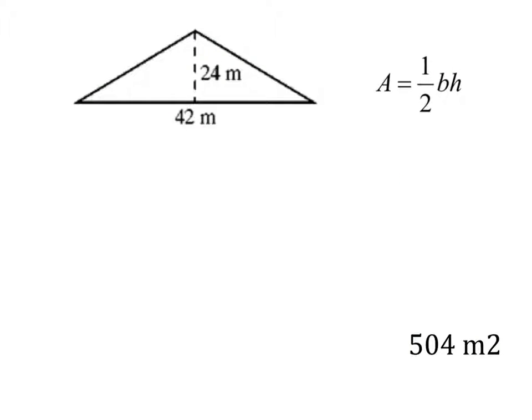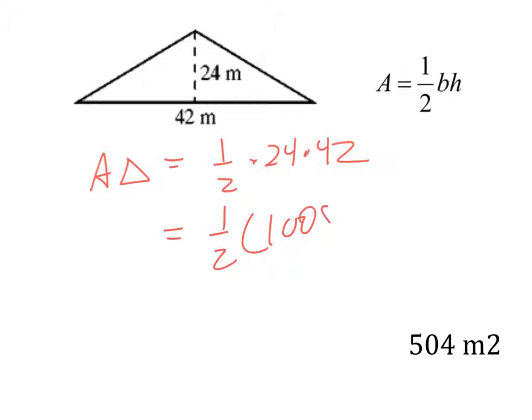So as a reminder, area of a triangle is 1/2 base times height. So in this case, we would take, so area of a triangle, I like to draw the picture so I know what I'm doing, is 1/2, and in this case it's going to be 24 times 42, which is 1008. Then you take half of that, so divide by 2, and you get 504. And again, the label, since it's area, is going to be meters, and it's squared. All right, so area of a triangle, put that in your notes. It's a nice example there.